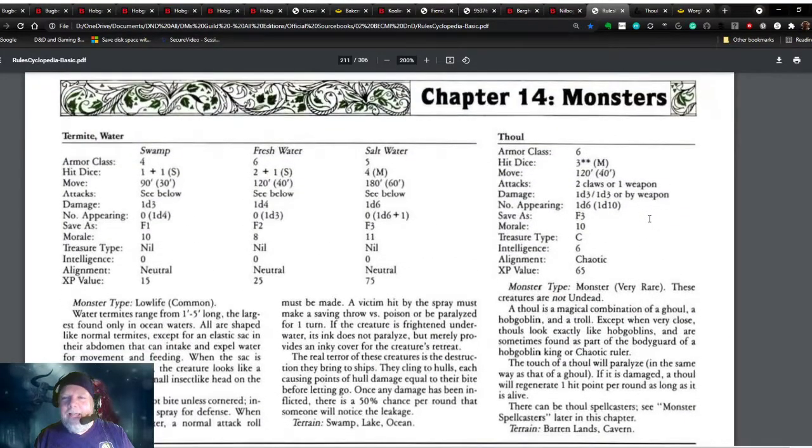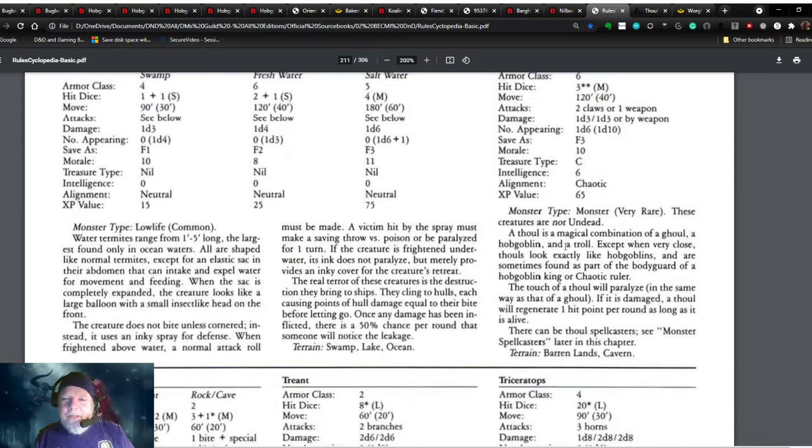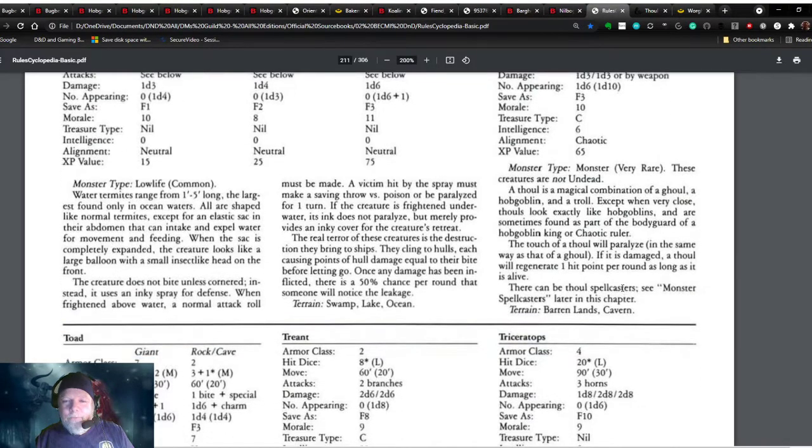"These creatures are not undead." Well, why would it say that? Well, because a Thule is a magical combination of a ghoul, a hobgoblin, and a troll. So except when very close, Thules look exactly like hobgoblins and are sometimes found as part of the bodyguard of a hobgoblin king or a chaotic ruler.